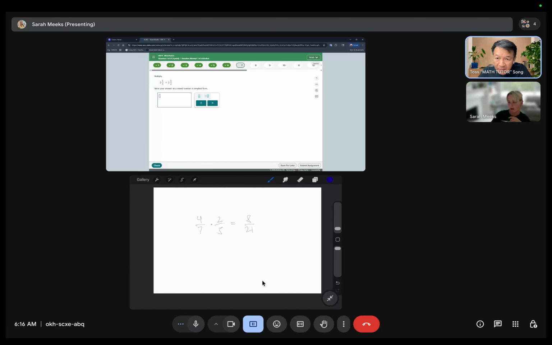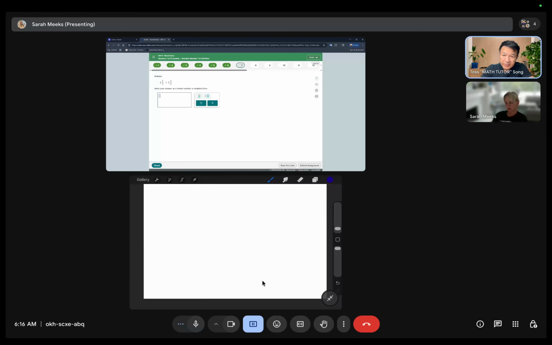Write your answer as a mixed number in simplest form. Okay, so we have to multiply mixed numbers. I think you were taught to convert each one into an improper fraction first, right? So the first one, 3 times 2 plus 1. 3 times 2 is 6, plus 1 is 7, over 3, times, I keep the x symbol, 5/2. Multiply straight across, 35 over 6.